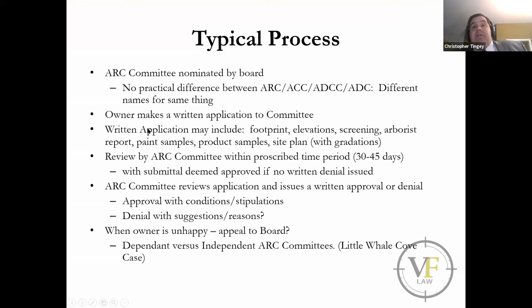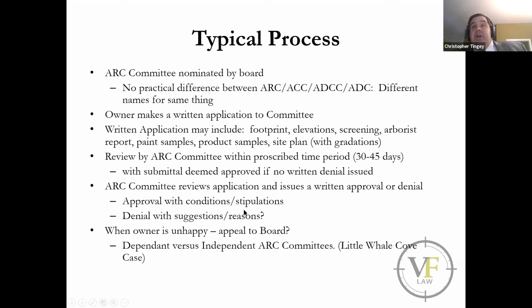So the owner makes the application. The application includes all of the things that they're supposed to require. Our committee meets with them. They have to make a decision within a certain period of time. Again, they ought to meet with the homeowner. And then the key is to issue a written approval or a written denial. Either way, you ought to issue it in writing. And the approval can be with some conditions or stipulations.